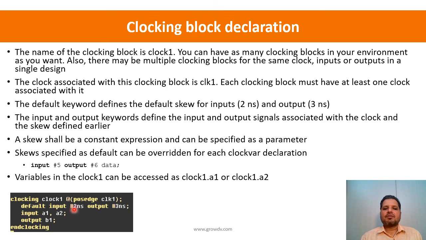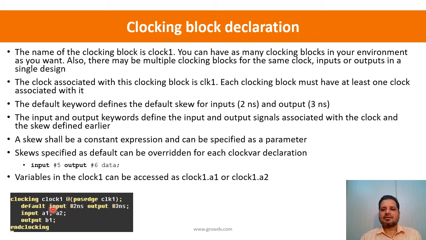And once we have specified the default skew, then any input variables will inherit this skew, and any output variables will inherit this skew, unless we want to explicitly override it for a particular signal. Let's say if the data is an inout type of signal, then we can specify an overridden value of input skew of 5 and output skew of 6 explicitly. So we can do this overriding, and the variables present within the clocking block, as we had already seen, can be accessed with the clocking block name dot the name of the particular variable.